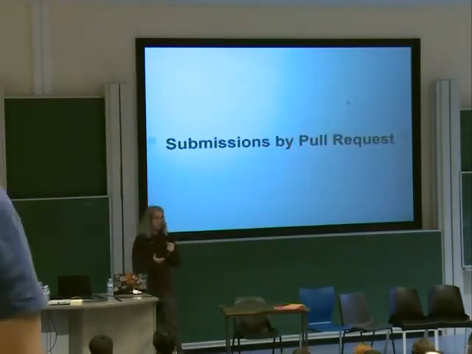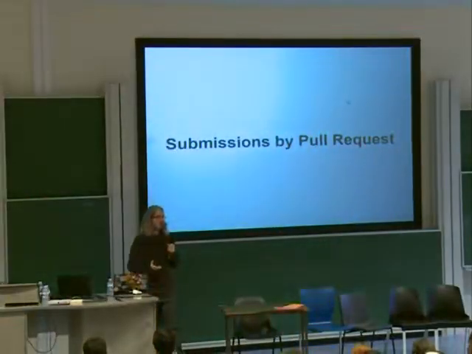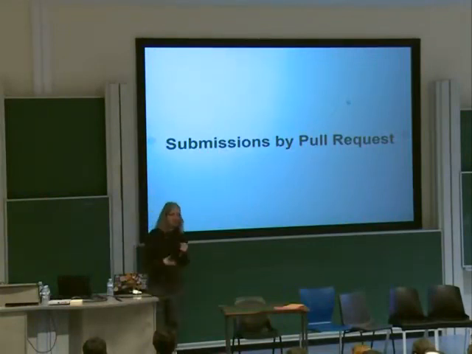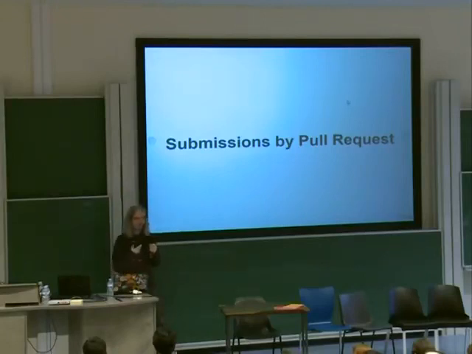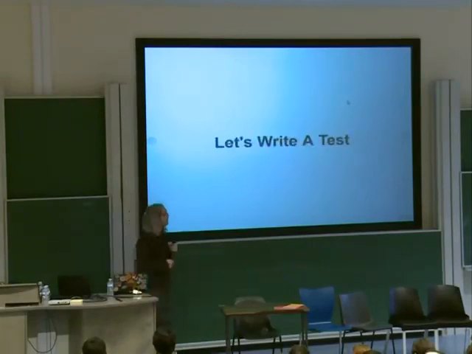And as is typical for GitHub, we just use the normal GitHub workflow. If you want to contribute a test, or if you want to fix a test or something, you just create a pull request, and then it will get code reviewed, and when it's all right, then we'll integrate it into the repository. Okay, so that's enough kind of background. Let's actually get on and write a test.